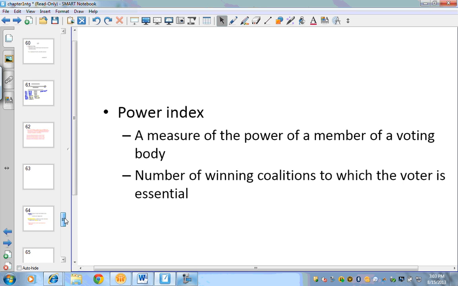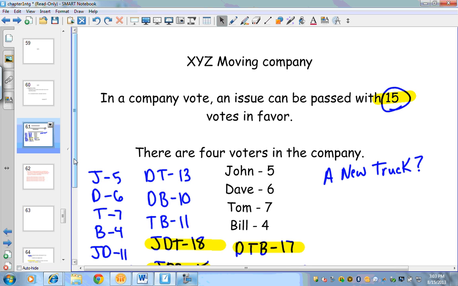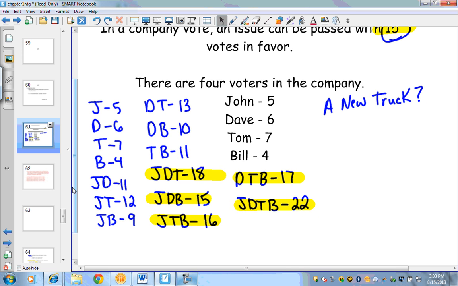So let's go back to our screen here. And of course, if you need more time to write this down, feel free to pause the video. All right, so going back to our example, we are going to write a chart to display all of our information on how to figure out their power index.